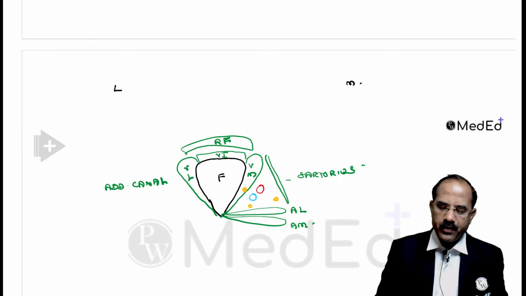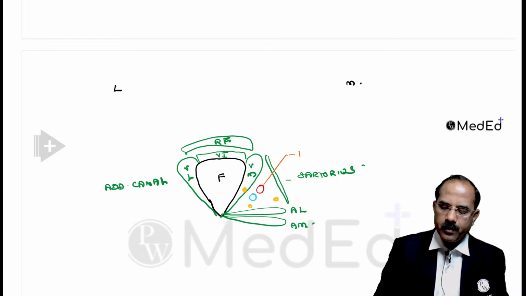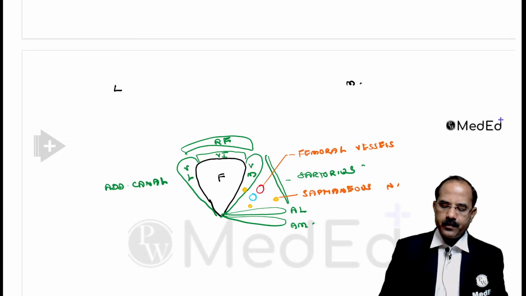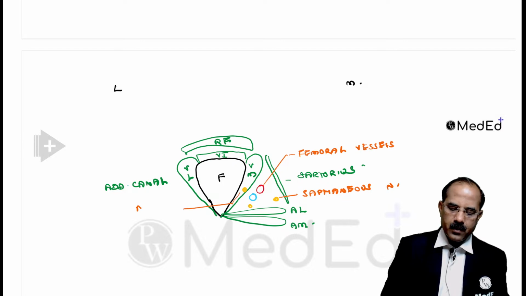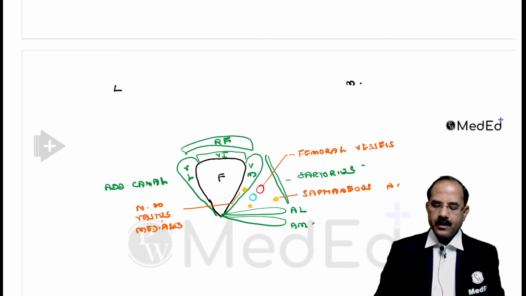I'll just mention this for you. ये लिख लेता हूं मैं. ये है femoral vessels. ये है saphenous nerve. That's nerve 2 vastus medialis.